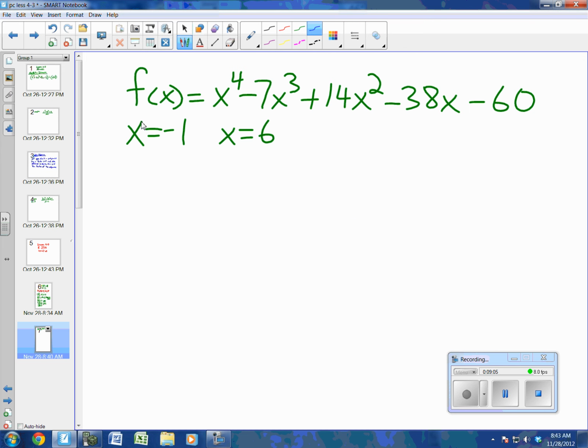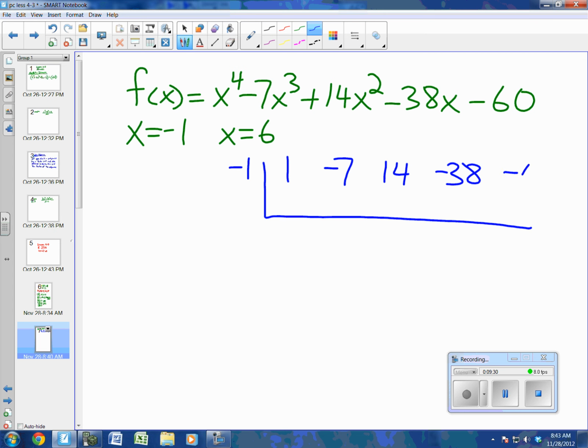So we are going to set up the division right here. I'm going to choose -1 first. Remember, you don't put the opposite sign in there. You put -1 in there because it's not written as a factor. Then I write the coefficients of x to the 4th as 1, of x cubed is -7, of x squared is 14, of x is -38, and the constant is -60. I bring down the first number, which is 1, and I'm ready to begin the synthetic division.